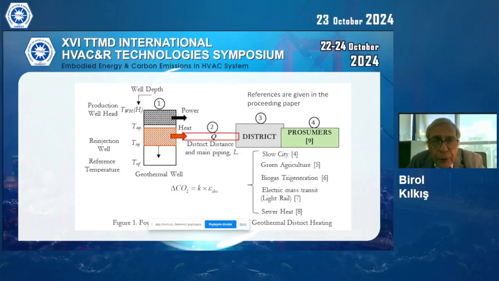Prong 2 is the district circuit piping. In this case, it cannot be too far away because the pumping exergy, the electricity that you use for pumping, may exceed the exergy supply from the geothermal well to the district. So there is a limitation. In the district, you may consider slow cities, green agriculture, biogas regeneration, electric mass transit or mobility, and sewer heat may be added on. So the four prongs are: number 1, the well; the district distance between the geothermal field and the city; and the prosumers. They are all linked together.